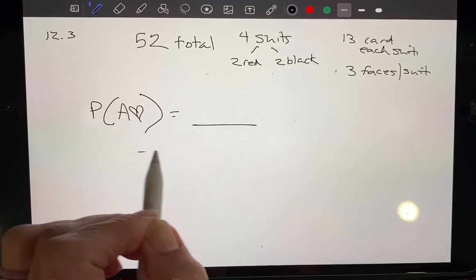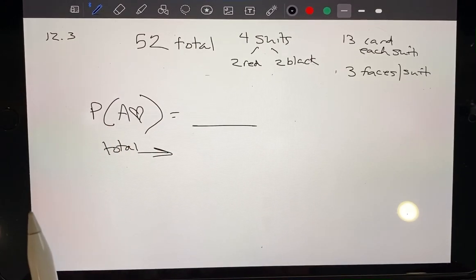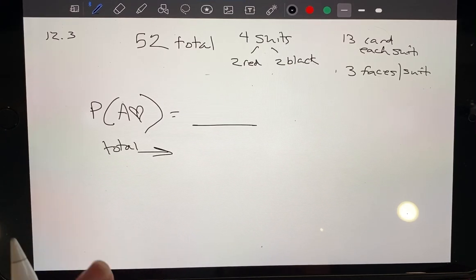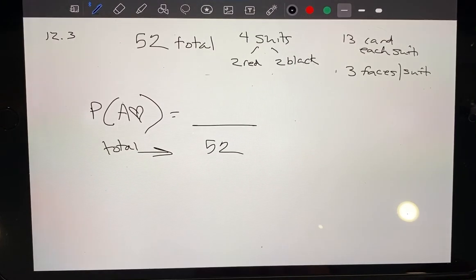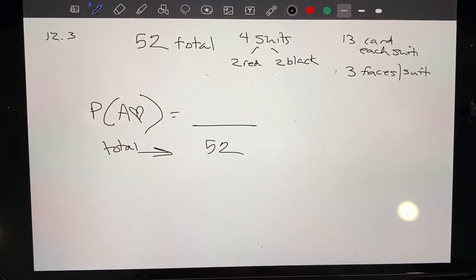So first, I'm going to look at the total. If I have a whole deck of cards on a table, how many different ways can I pick one card? I can pick 52. There are 52 different ways that I can pick one single card.